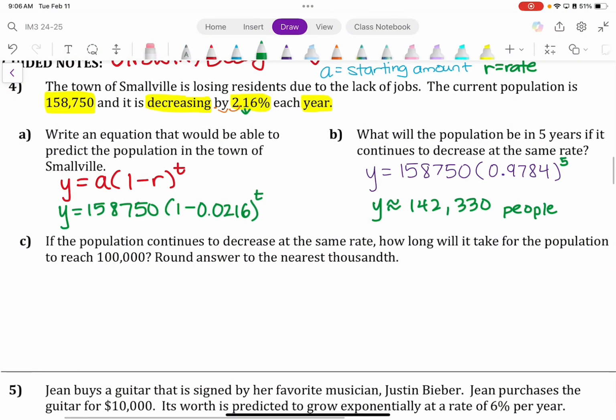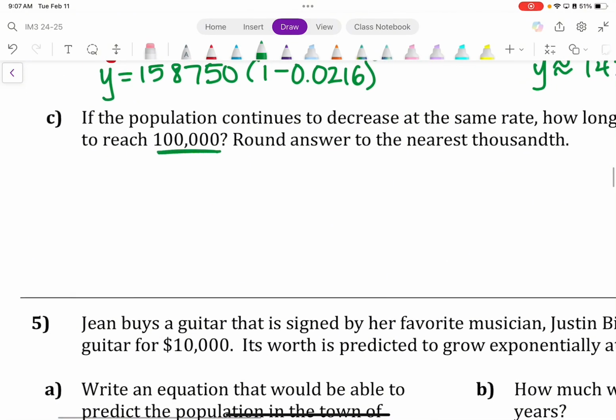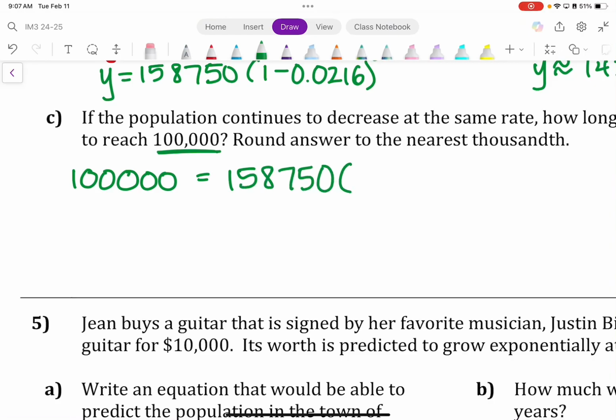Okay, now we're going to get into the more complicated section of the notes. If the population continues to decrease at the same rate, how long will it take before the population reaches 100,000? So this number, 100,000, is an output. We're going to set that equal to our equation. So 100,000 equal to 158,750, parentheses 0.9784 to the power of t, like so. And our goal is to solve for t. It's to get t by itself.